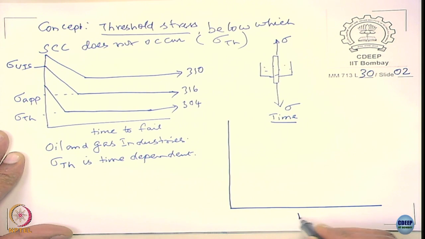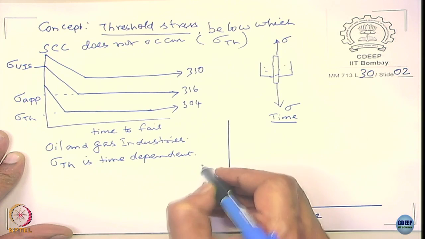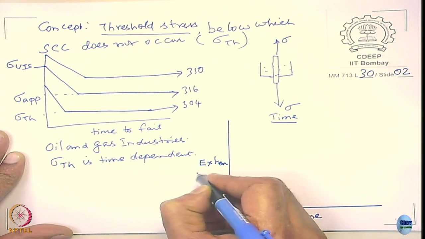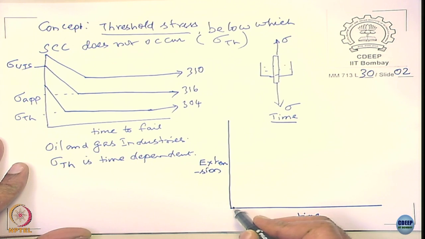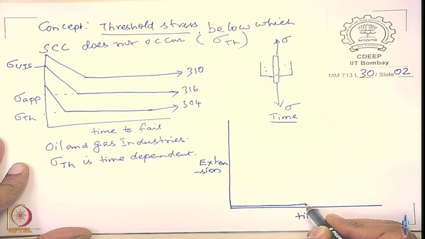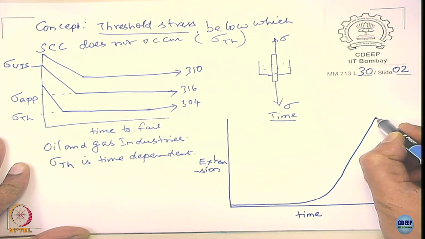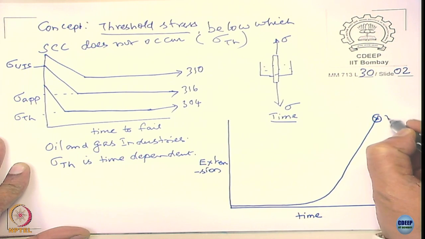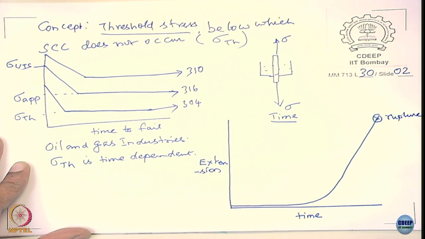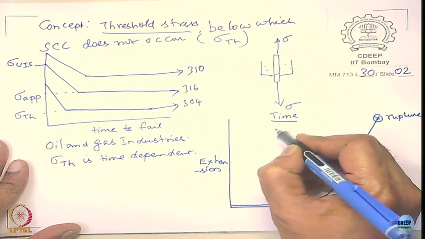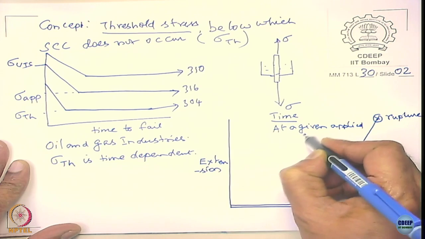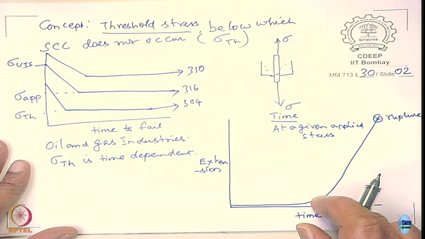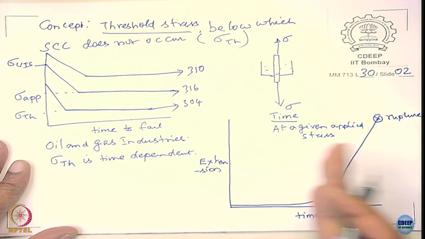Right? This is the time, and this is, we can say, extension. You take a material and you apply a load, and then expose it to the environment, and you observe that the extension does not happen for a long time. Rupture takes place, okay. At a given load, at a given applied stress. So the curve changes if the stress is increasing or decreasing, it could move left and right, kind of thing, right?